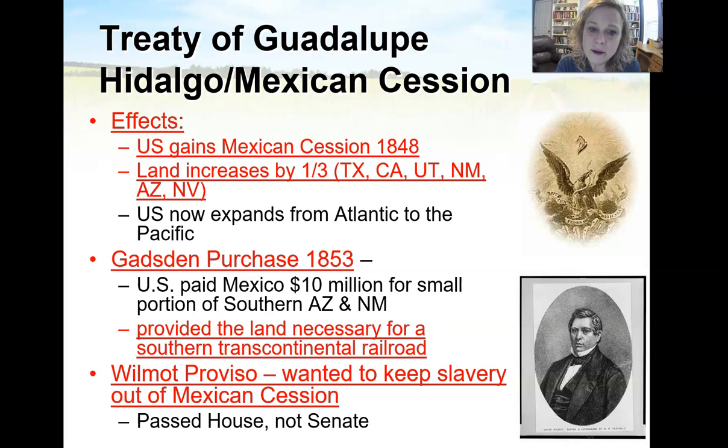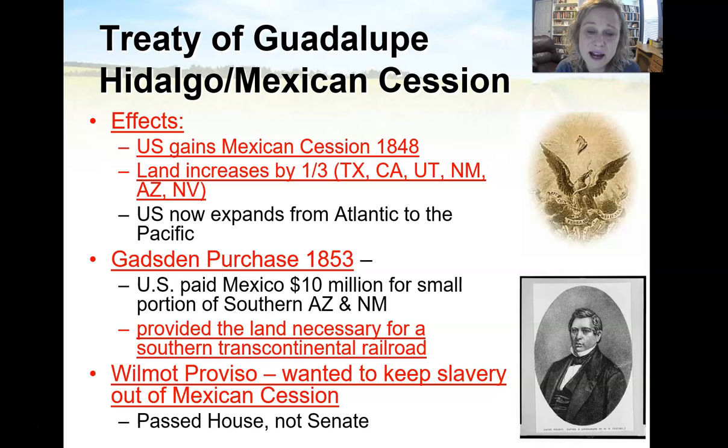Also, about five years later, we made the Gadsden Purchase, and we give $10 million to Mexico for this. It's just an itty-bitty strip of land in the southern part of modern-day Arizona. It was because we wanted to complete the transcontinental railroad, and the route we had before, just north of it through the Sierra Nevada, was too difficult to get through.